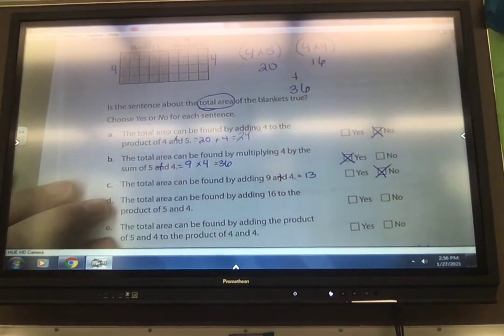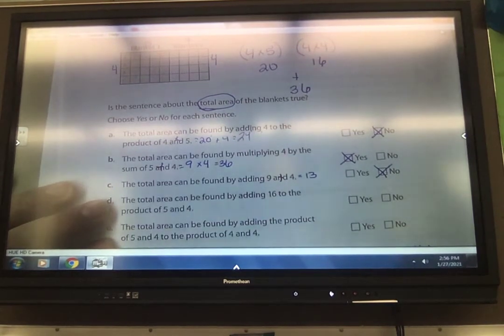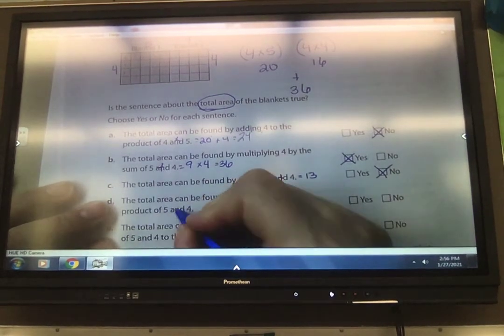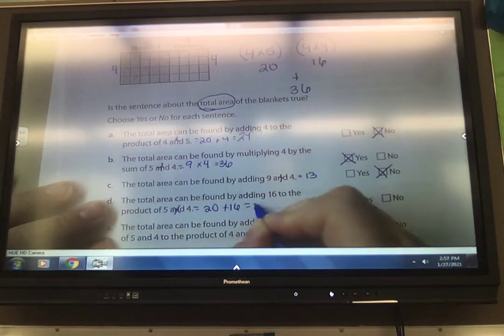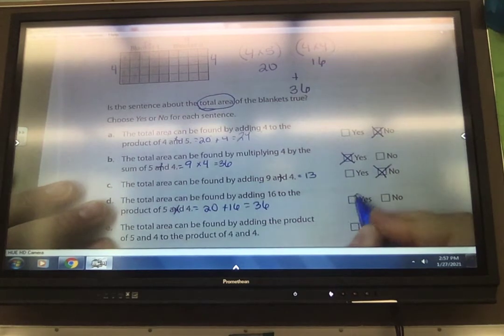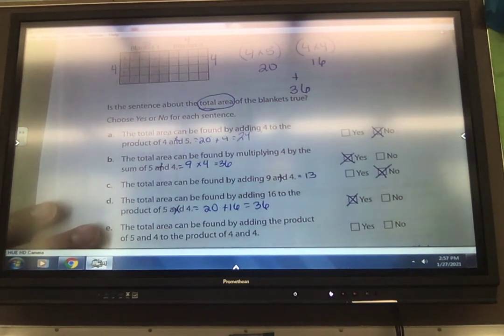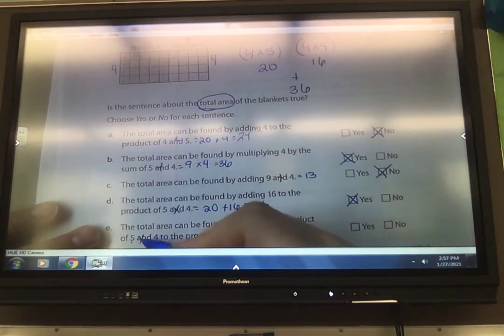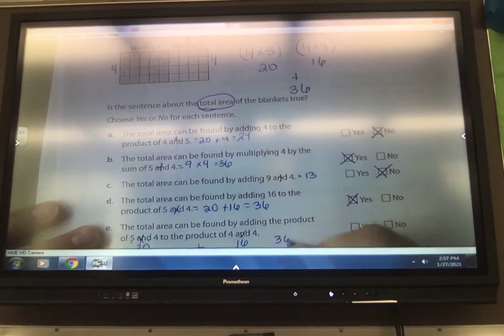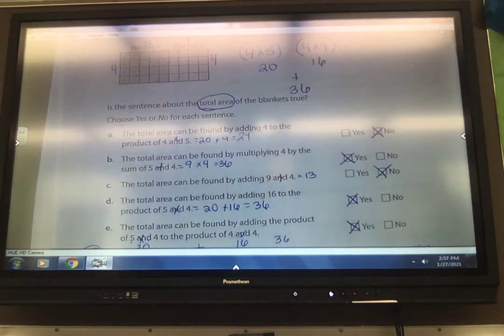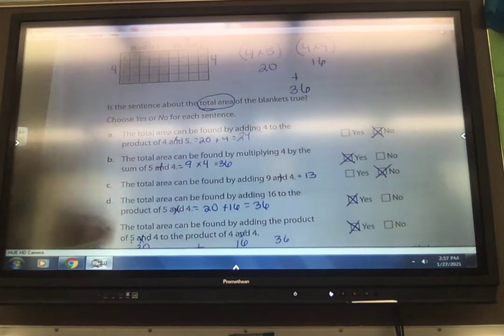The total area can be found by adding 16 to the product, means the times, so that's 20. Adding 16, yes, that's 36. The total area can be found by adding the product of 5 times 4, well that's 20, to the product of 4 times 4, which is 16. That's exactly what we did. So yes, no, yes, no, yes, yes. These are the 3 that equal 36.